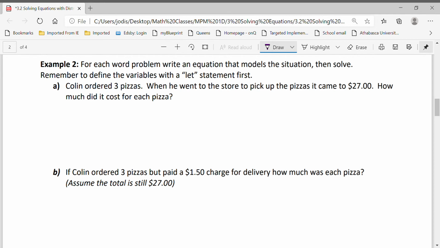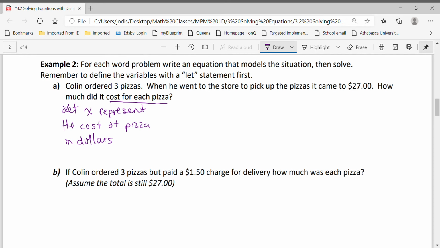So in question A, we have Colin ordered 3 pizzas. He went to the store to pick up the pizzas. It came to $27. How much did it cost for each pizza? So I'm just going to use x. Let x represent the cost of pizza in dollars. How much did it cost for each pizza? That's where we're getting what the x is.